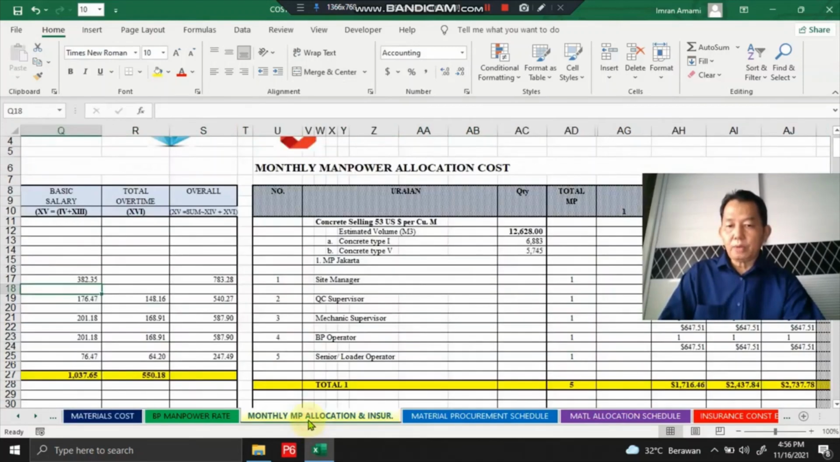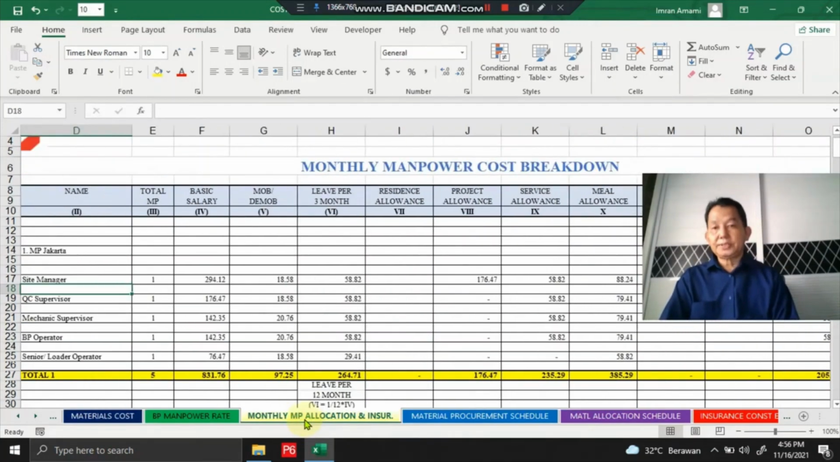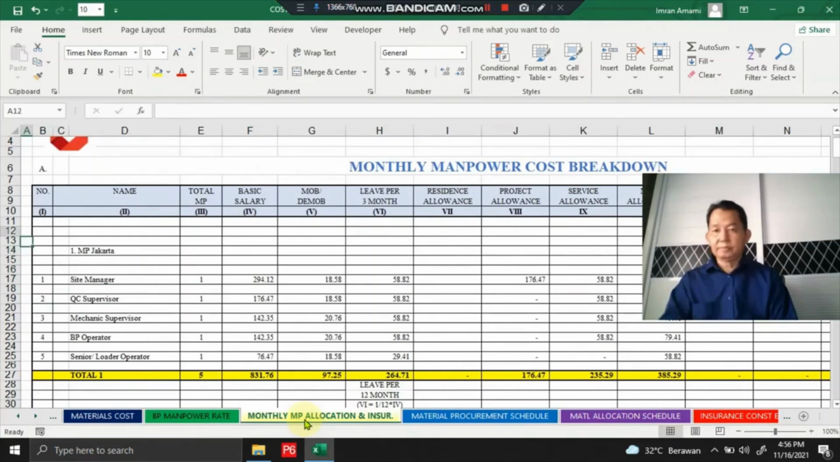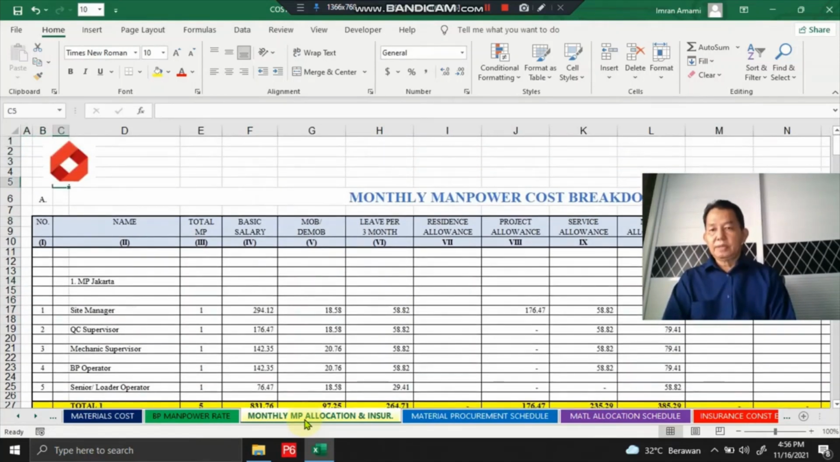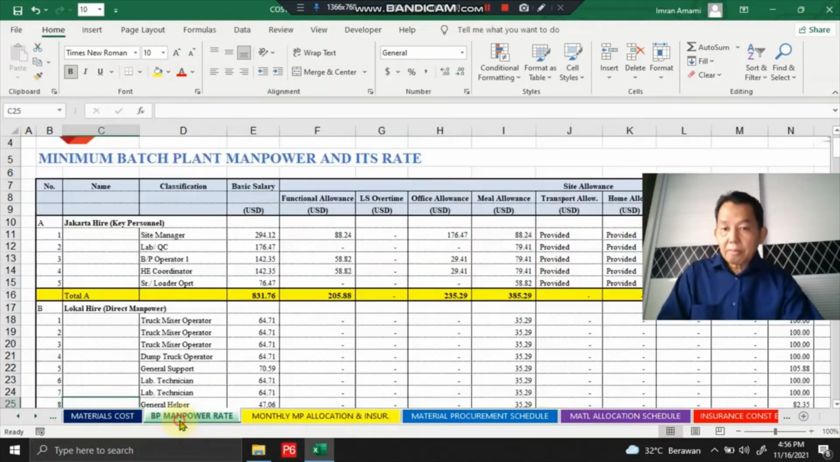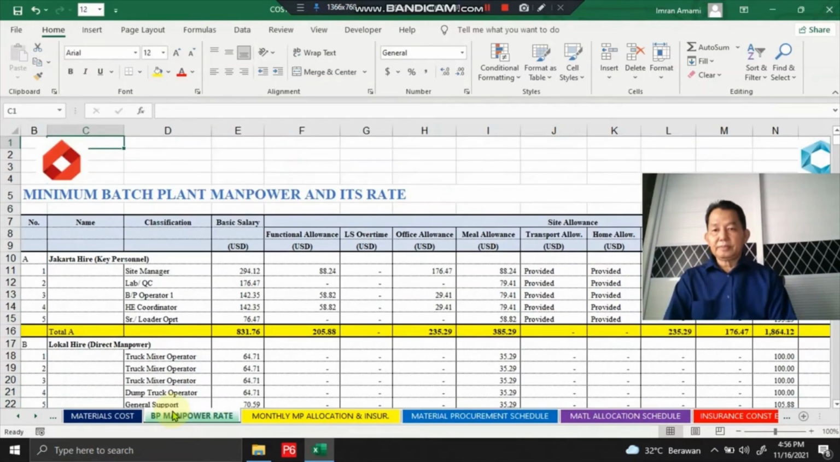Now we jump to another section, another worksheet. As seen on the screen here, we compose the monthly manpower, minimum base plan manpower and its rate.